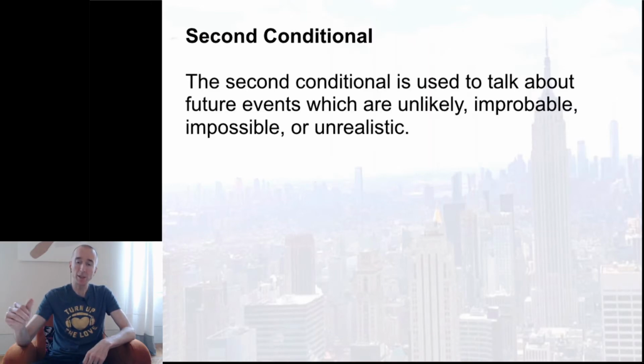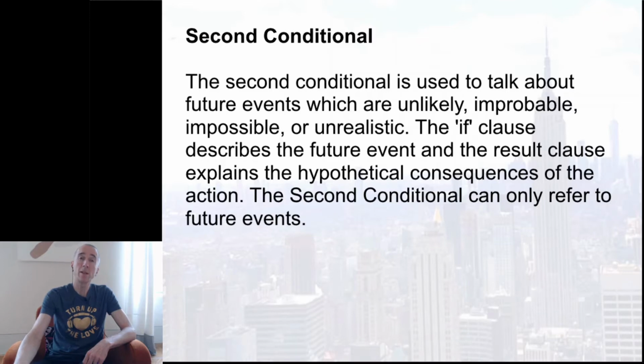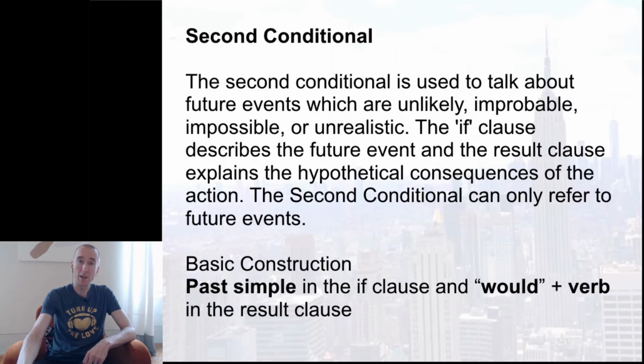The second conditional is used to talk about future events, which are unlikely, improbable, impossible, or unrealistic. The if clause describes the future event, the situation, and the result clause explains the hypothetical consequences of that action. Again, the second conditional can only refer to future events. The basic construction is past simple in the if clause and would plus the verb in the result clause.